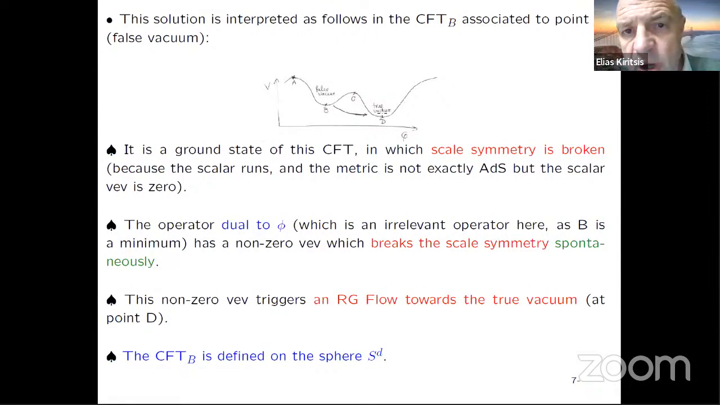So the instanton solution in holography corresponds to a scalar vev turning on in this CFT, and because now a scalar vev turns on, scale invariance is broken, and there is a non-trivial flow in the CFT, and you flow towards the CFT D. Now, there are many examples even in quantum field theory where this can happen, and N=1 super QCD in the baryonic branch is an example of a theory where an irrelevant operator can obtain a vev and break conformal invariance spontaneously. But this is the generic interpretation in holography of a Coleman-de Luccia instanton solution. Moreover, since the slices of the solution are spheres, the CFT at B, the unstable CFT, is not defined on flat space, it is defined on a sphere.